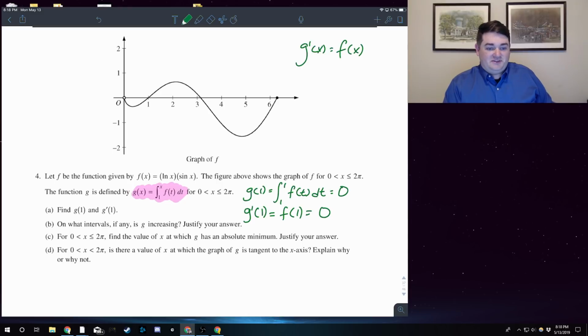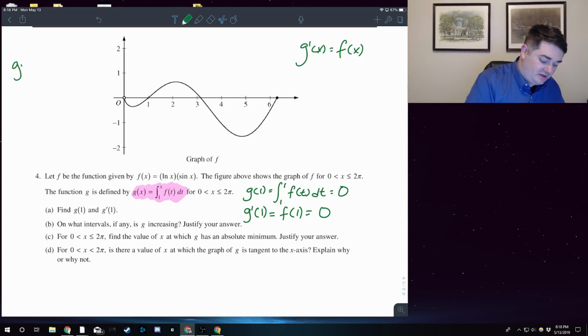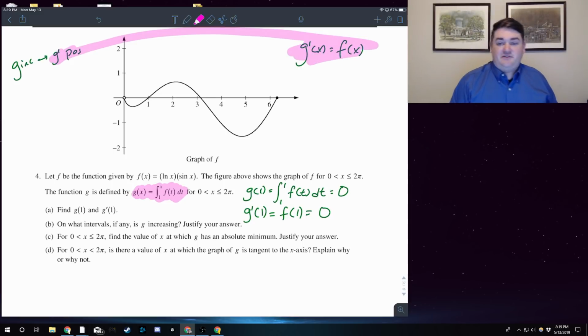B, on what intervals, if any, is g increasing? Justify your answer. So I know that g is increasing when g prime is positive. And I know from earlier that g prime is the same as f of x. So I just need to know where is f of x positive. So I'm looking at my graph of f of x right here. I'm looking at that area.